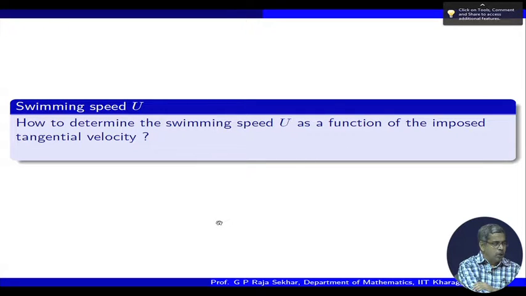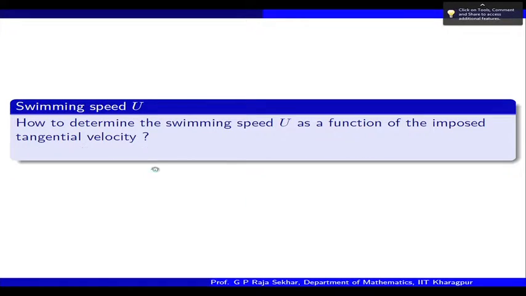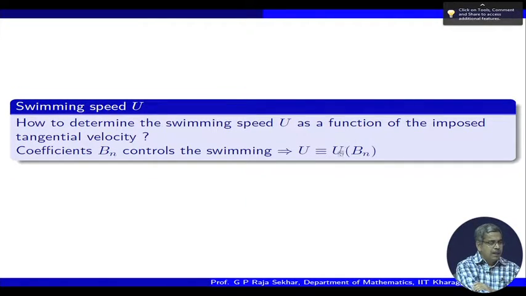So, now what will determine the swimming? Naturally, the surface activity B n. These B n's are in some sense the strength of the beating cilia. If B n is 0, there is no swimming. It is stationary, no beating, no squirming, and it is only flow past a stationary sphere. As you increase the order of B n, you expect more beating. So, in some sense B n's indicate the strength of the beating. So, we expect that u should depend on B n. That is a general, immediate intuition.